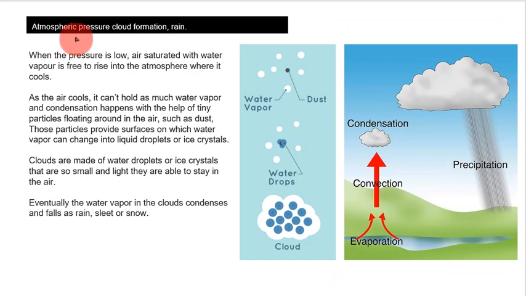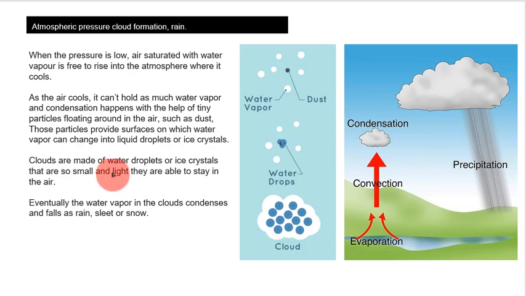Okay, so atmospheric pressure, cloud formation, and rain. When the pressure is low in the atmosphere, air saturated with water vapor is free to rise into the atmosphere where it cools. As the air cools, it can't hold as much water vapor, and condensation happens with the help of tiny particles floating around in the air, such as dust.